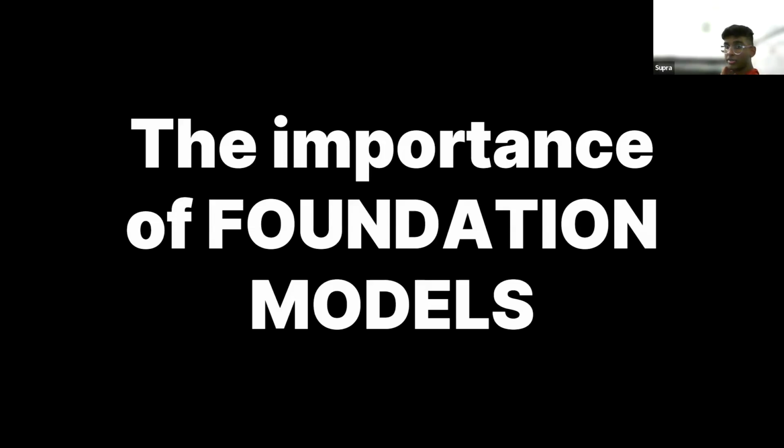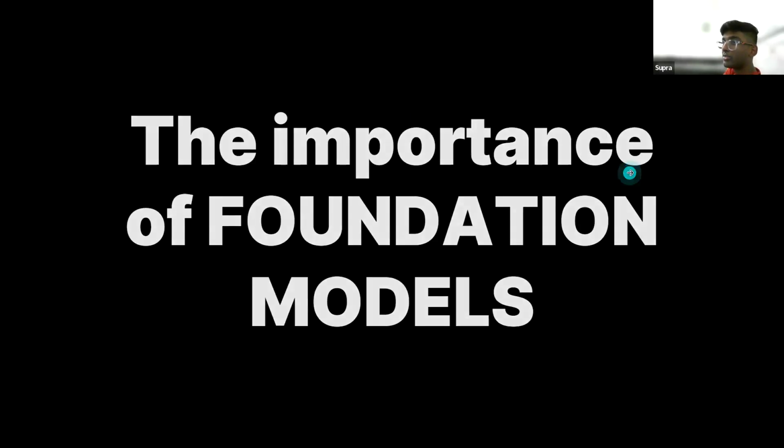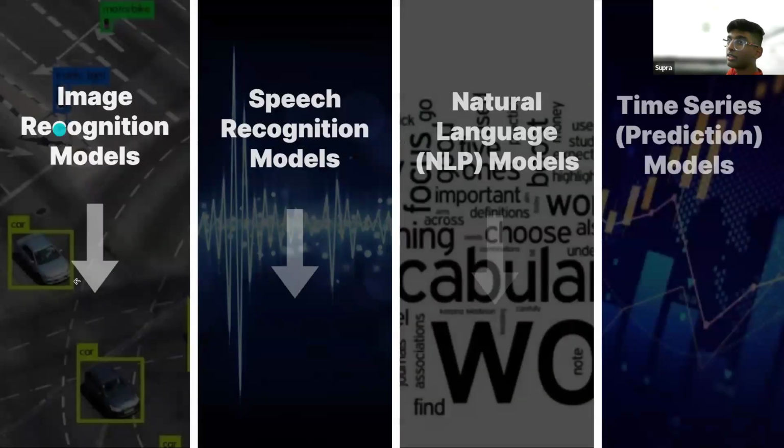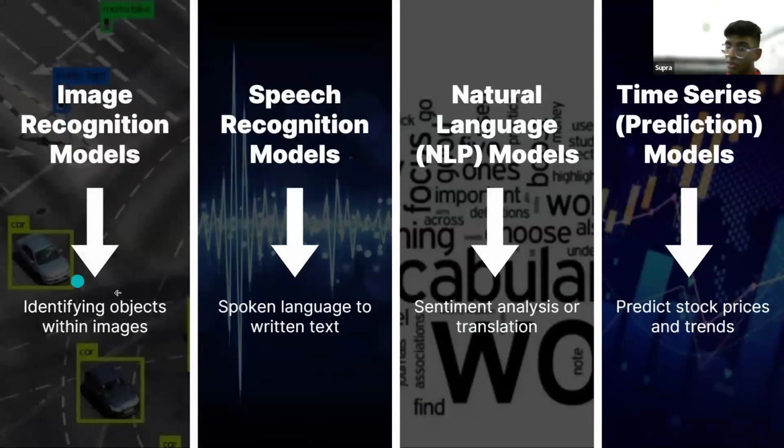So image recognition models were specifically trained to excel at identifying objects and small details within image files, as you can see on the left. And then speech recognition systems specialized in converting spoken language to written text. NLP algorithms initially dealt with narrow language tasks such as sentiment analysis or translation between languages, and time series models were used to predict stock prices, market volatility, etc.